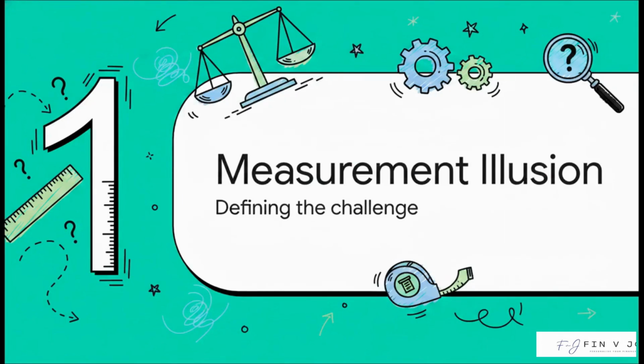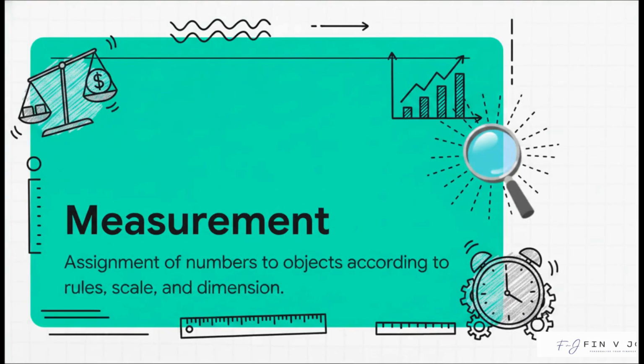Before we can really grasp accounting, we need to define what the word measurement actually implies in an economic context. To ground us, let's look at how Professor R.J. Chambers, a total giant in accounting theory, defines measurement. He calls it the assignment of numbers to objects and events according to rules specifying the property to be measured, the scale to be used, and the dimension of the unit.